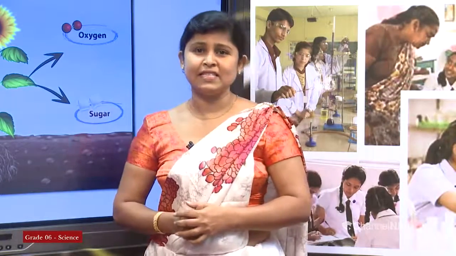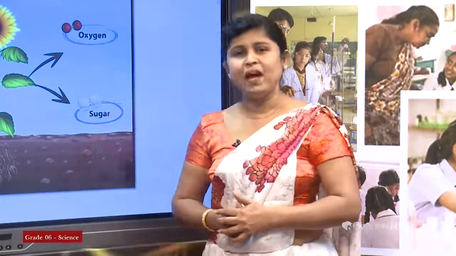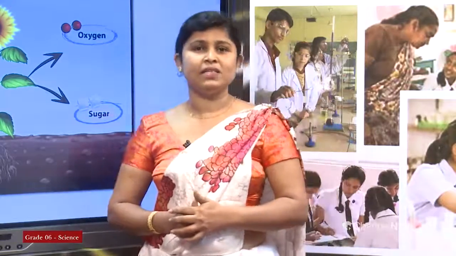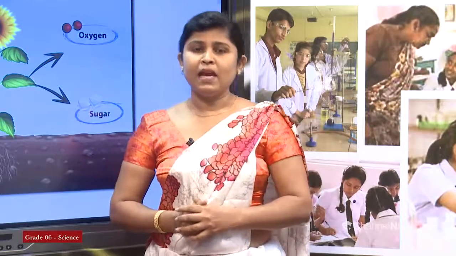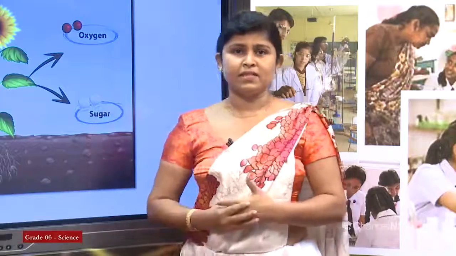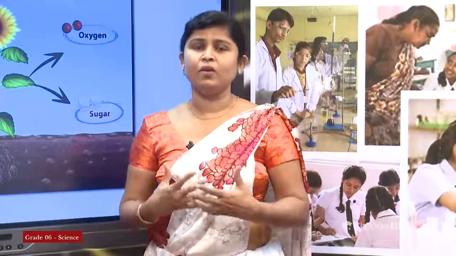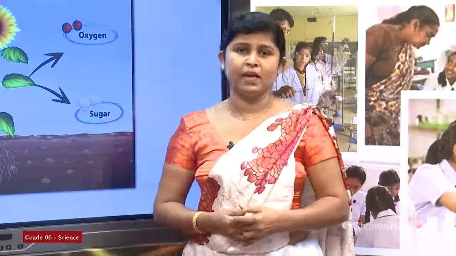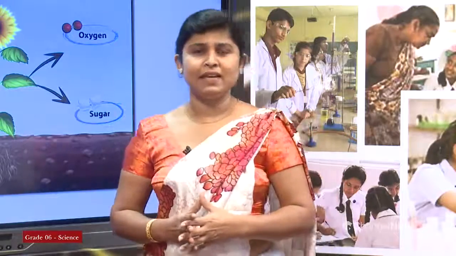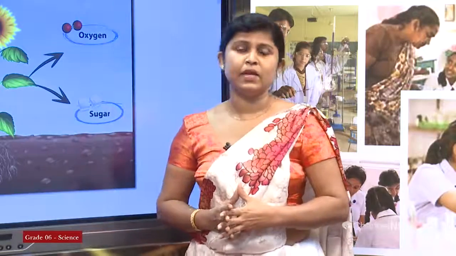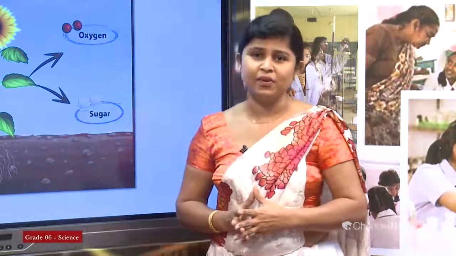Why? What is the reason? Yes, the plants are green because they contain a special color pigment called chlorophyll. The plant cells contain chloroplasts and they have chlorophyll inside the chloroplasts. Chlorophyll has a special ability to absorb the sunlight. So you have to keep that in your mind and let's see the process of photosynthesis.